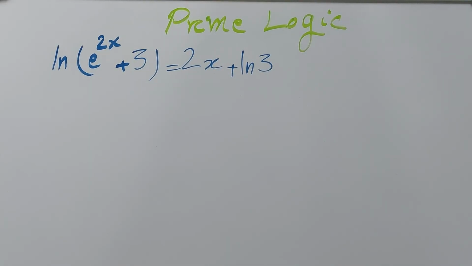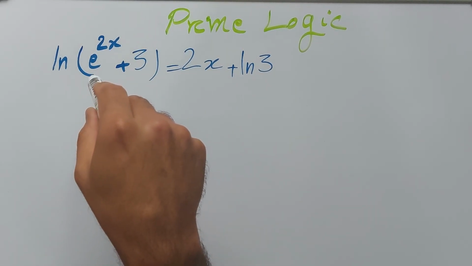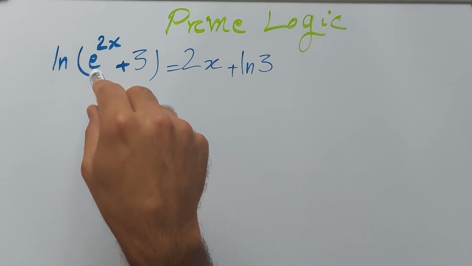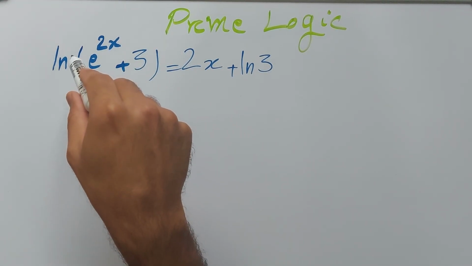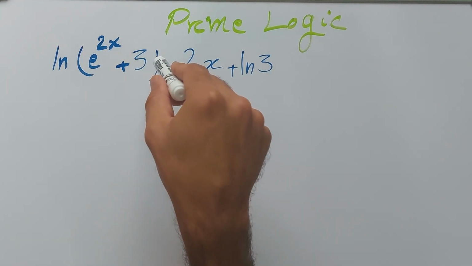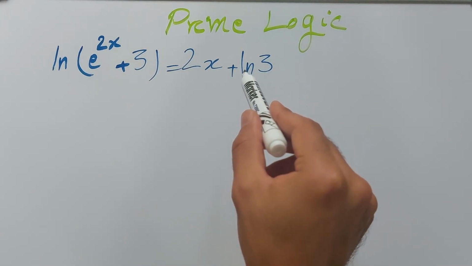Here is such a nice looking logarithmic problem that I found on a page on X. So if you want to solve this problem, please pause the video because I'm going to solve this problem right now. So this is a classic ln, or natural logarithm, problem: ln(e^(2x+3)) = x + ln 3.